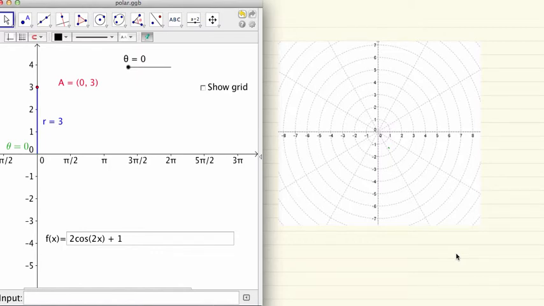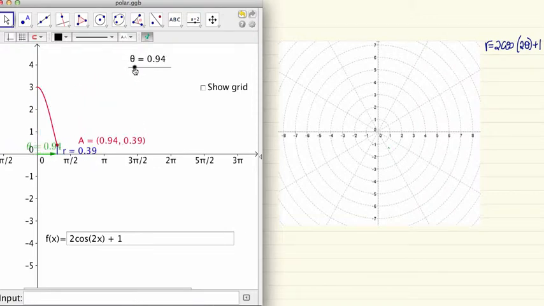In this example, we are going to graph the polar curve r equals 2 cosine of 2 theta plus 1. So my curve is r equals 2 cosine of 2 theta plus 1. And just like I generally do, I'm going to use the graph of the Cartesian equation y equals 2 cosine 2x plus 1 to help me.